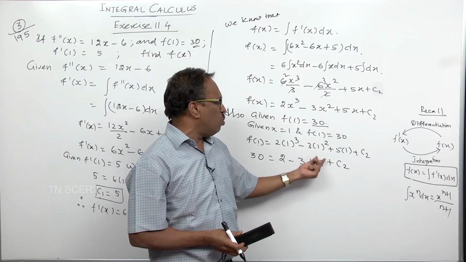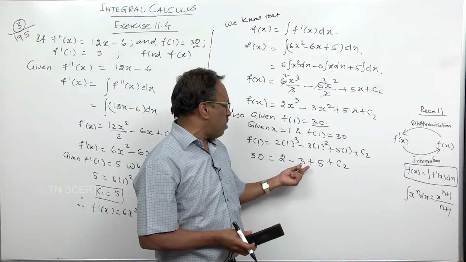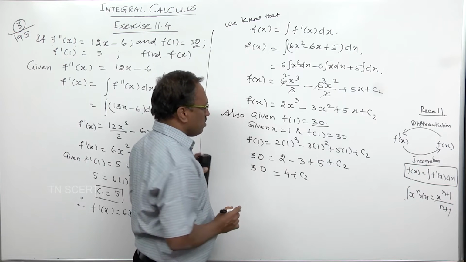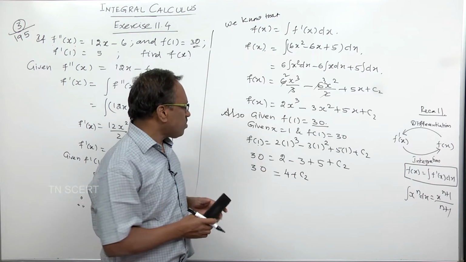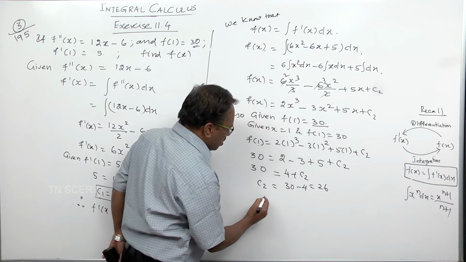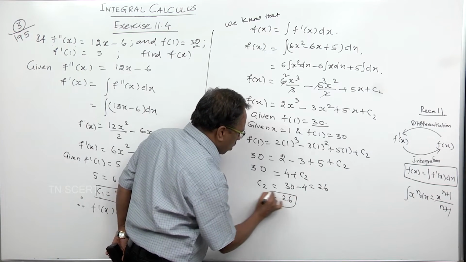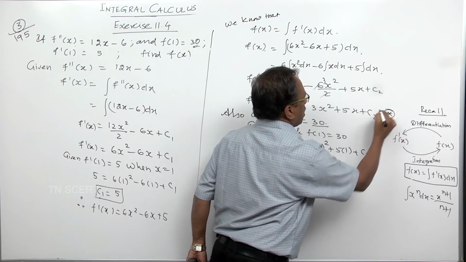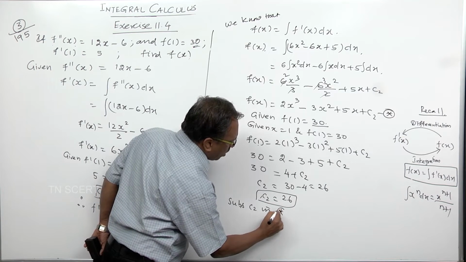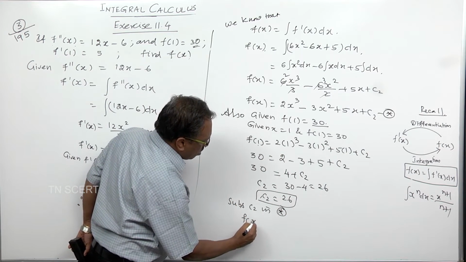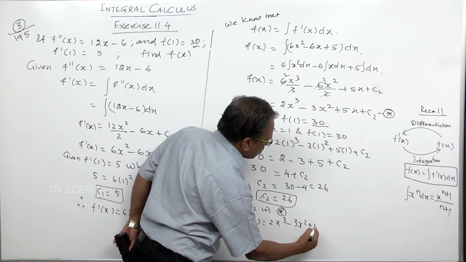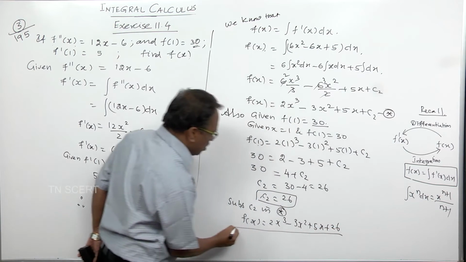So, 1 cube is 1 and 1 square is 1. So, 2 plus 5 minus 3 is 4. It is nothing but 4 plus c2, that is equal to 30. So, here c2 is equal to 30 minus 4, which is 26. That means c2 is equal to 26. You have to substitute in this earlier equation, star. Substituting c2 in star, what happened? f of x becomes 2x cubed minus 3x square plus 5x plus 26, which ends the problem.